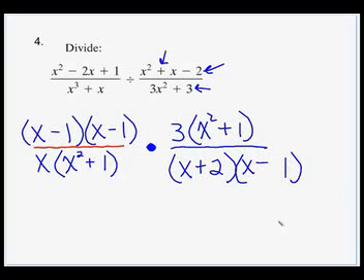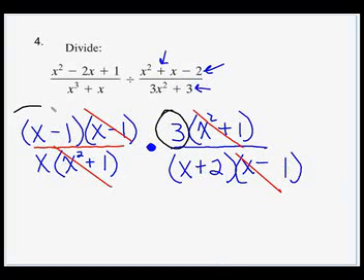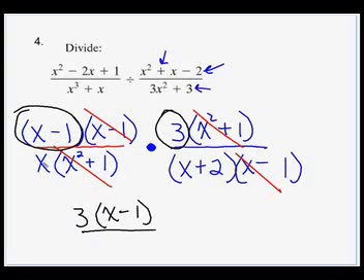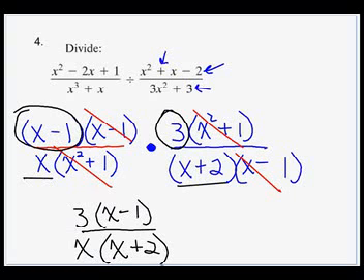And it's time to cancel. The x squared plus 1s go away. On the diagonal, x minus 1, x minus 1. So it looks like the only things left in our numerator are 3 times this quantity, and I'm not going to distribute. Might as well leave it in factored form. And down in this denominator, I have an x times an x plus 2. And that looks like as far as we can go.